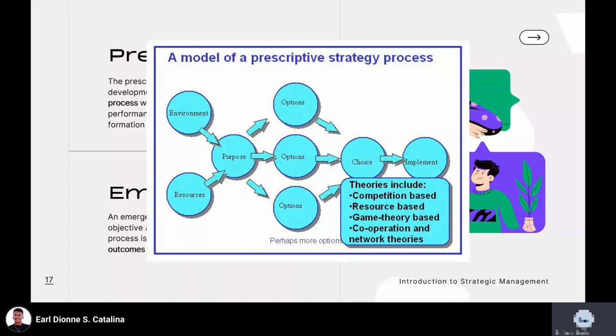Such an approach usually begins with an analysis of the outside environment and the resources of the company as presented in the figure. The objectives of the organization are then developed from this. There then follows the generation of strategic options to achieve the objectives, from which one or more may be chosen. The chosen option is then implemented. Theories included in the model of prescriptive strategy process are competition-based, resource-based, game theory-based, cooperation, and network theories.